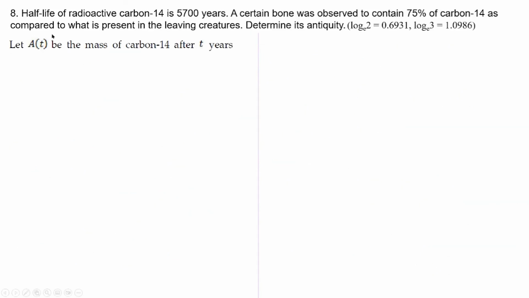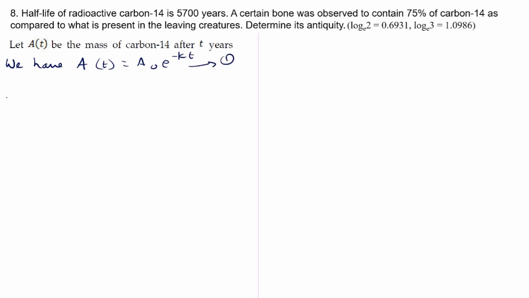Next question. Half-life of radioactive carbon-14 is 5700 years. A certain bone was observed to contain 75% of carbon-14 as compared to what is present in living creatures. We need to find its antiquity. Antiquity means we need to find the age of that bone. So let us take, let A of t be the mass of carbon-14 after t years. Then we know the decay model. We have A of t is equal to A naught into e raised to minus kt.